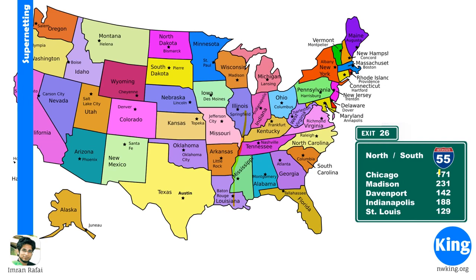Supernetting. This is a beautiful concept. Now, supernetting is a concept that is ideally used in the routing concept, and I know that we haven't yet started routing, but I wanted to talk about supernetting here because supernetting and subnetting are complementary. Subnetting is breaking down a large network into smaller networks, and supernetting is exactly the opposite, where you take smaller networks and combine them into one big network.